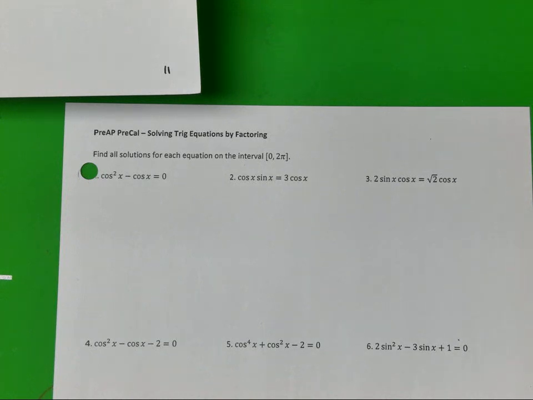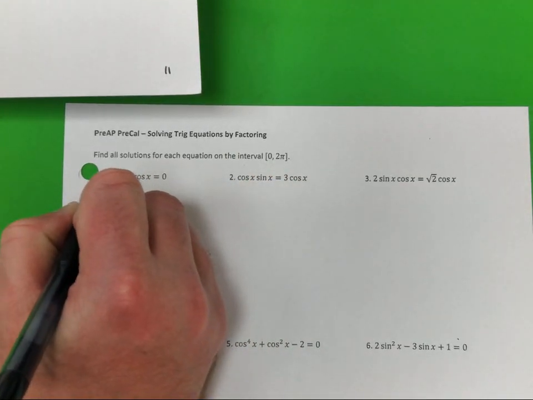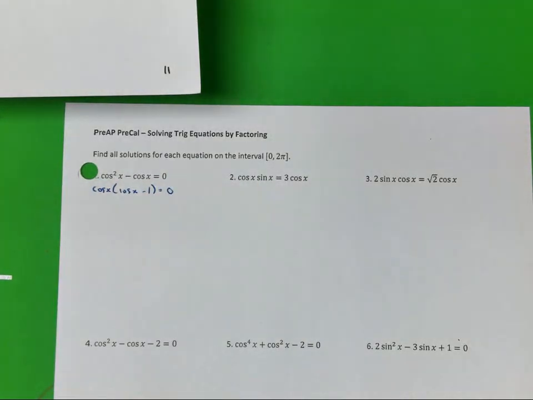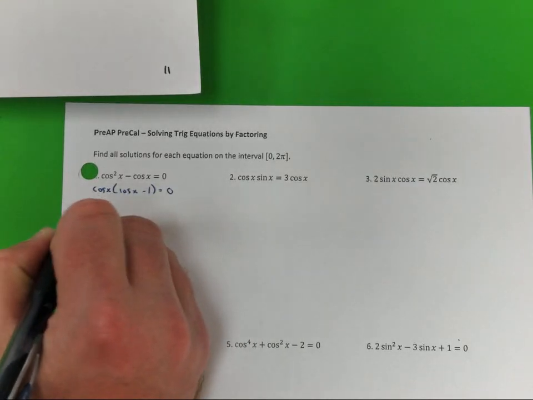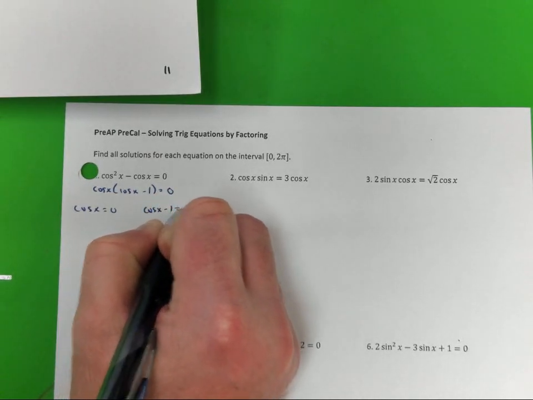I'm going to do these on here. All right, so let's look at this first one: cosine squared x minus cosine x equals 0. They both have a cosine in common, so I'm going to take that out. Once you factor that, you set both factors equal to 0. So cosine x equals 0, and cosine x minus 1 equals 0.